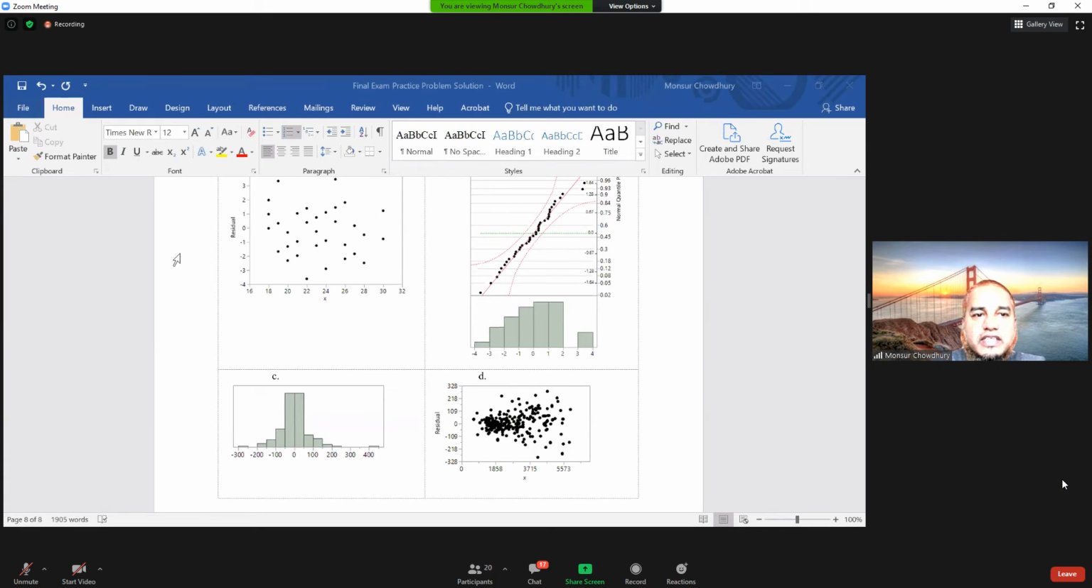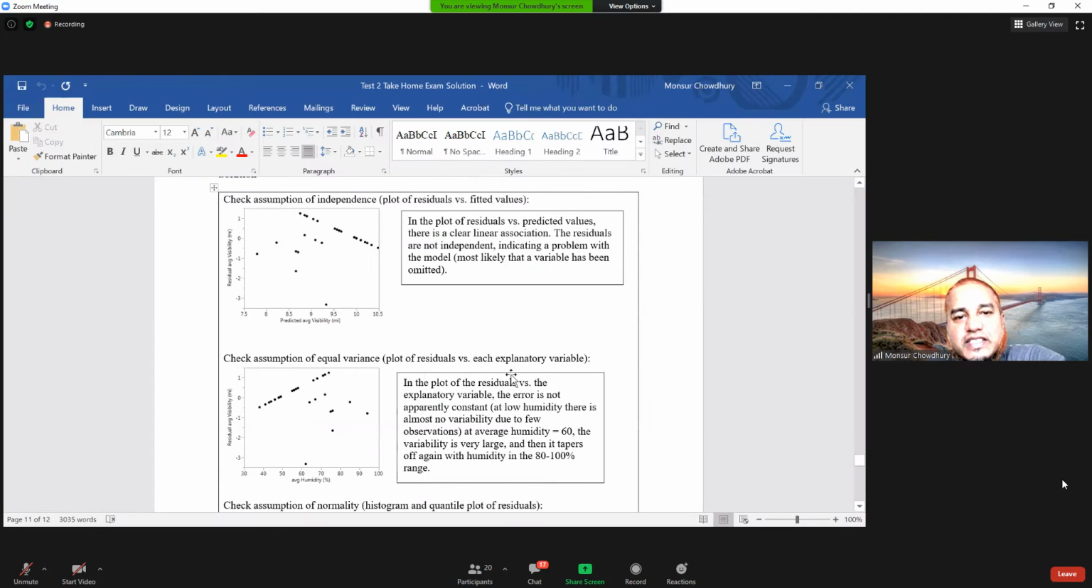let me share the screen with you. So look at this. This is a fan shape, a clear fan shape. If you draw a curve like this as a zero line, okay? Now if you draw a curve like this, you can see that there is a fan shape like this. So this clearly indicates that there is a violation of the constant variance assumption.